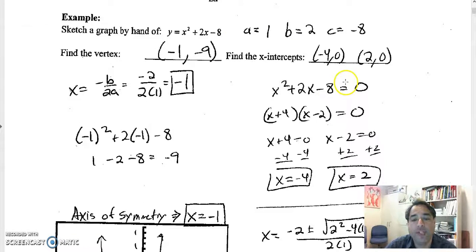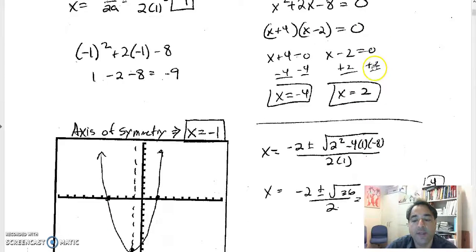Another thing we can do is find the x-intercepts. Again, you can set the equation equal to 0. You need to know how to factor. So this is factored. Set each piece equal to 0 and solve, and you get negative 4 and 2. Remember, those aren't the x-intercepts. That's the x. The x-intercept is a point: negative 4 comma 0, and 2 comma 0.